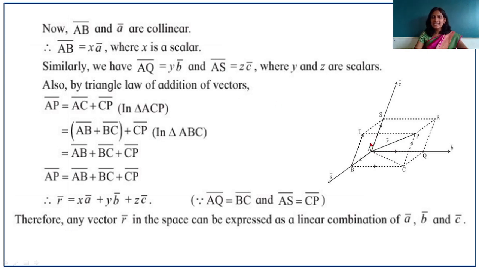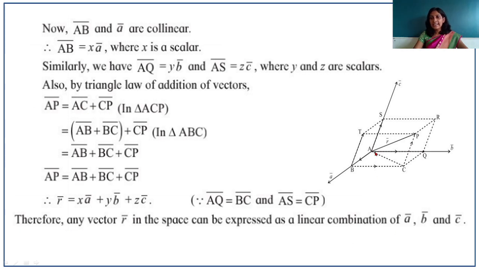Similarly, AS bar is along with C bar. So AS bar is collinear with C bar, so AS bar is equal to scalar into C bar. That scalar is Z. Then in triangle ACP, by triangle law, AP bar is equal to AC bar plus CP bar.